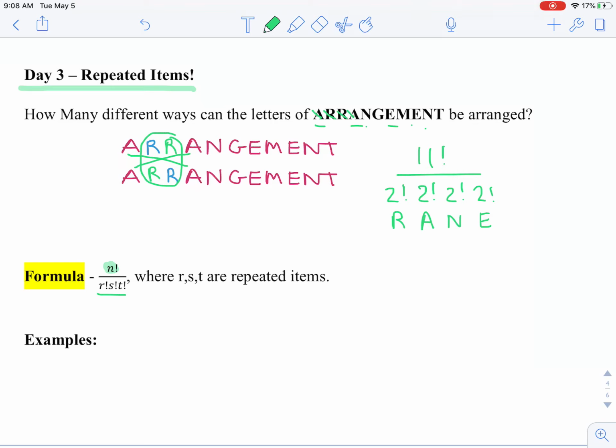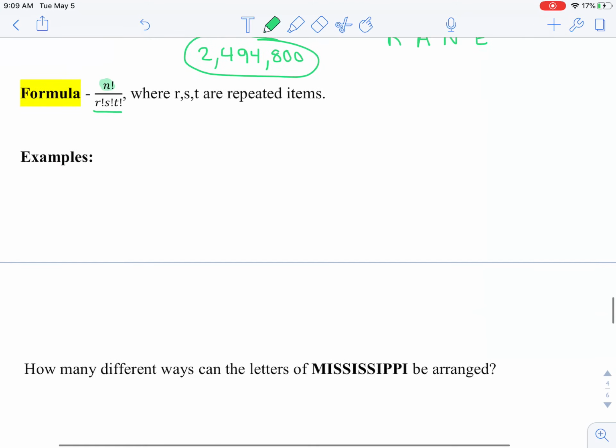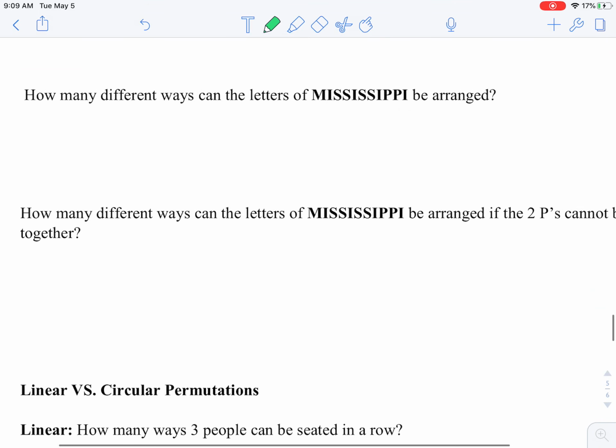Okay. So we can just go to our calculator for that calculation there. And we do find that to be a rather large number. Okay, and that turns out to be 2,494,800. Okay, now that's taking into account that A, R, and E are not distinguishable. If we could make them distinguishable and actually had different colors, that number would skyrocket a lot more.